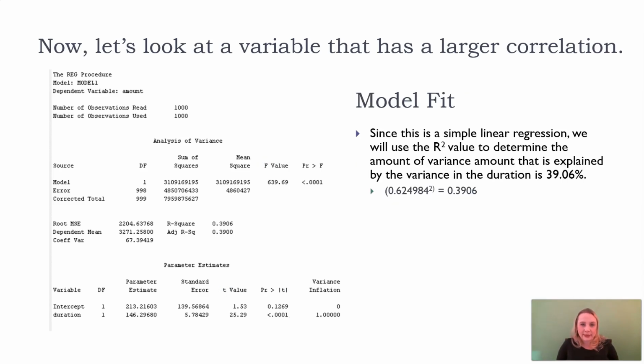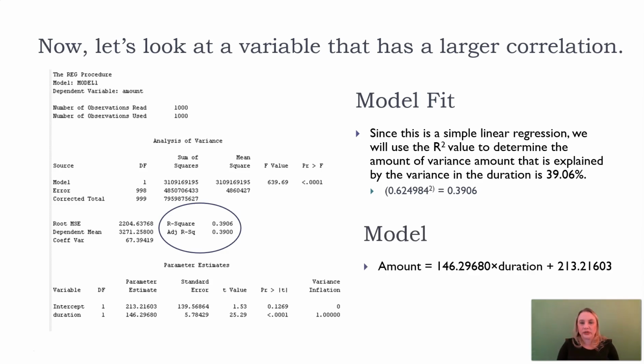Once again, since this is a simple linear regression, if I go back to that previous slide and I look at my correlation value and I square it, I get my R squared value. But once again, my adjusted R squared value is not very informative because remember, adjusted R squared is used to penalize this model fit value for complexity. But when you only have one predictor variable, you don't have that complexity issue to even consider. You would write your final equation for your model as being amount equals 146.29680 times duration plus 21603.